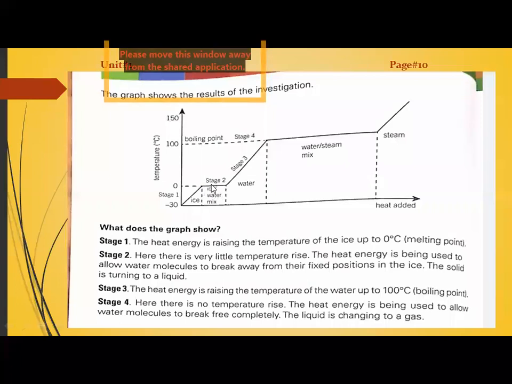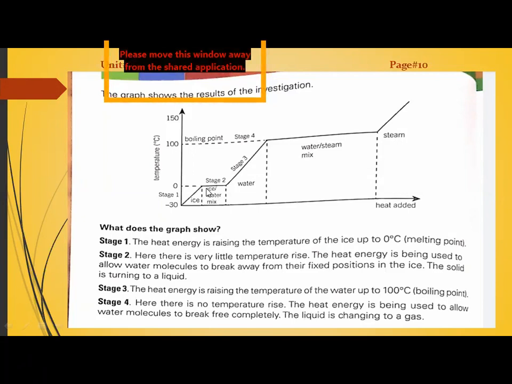Now come towards the second stage. This is the second stage, the ice and water mixture. At this stage, the cubes start in ice form, in a solid form, but here you can see a combination of ice and water. There is very little temperature rise, and the heat energy is being used to allow water molecules to break away from their fixed positions in the ice. The solid is turning to liquid. This is the stage where the ice is converted to water.